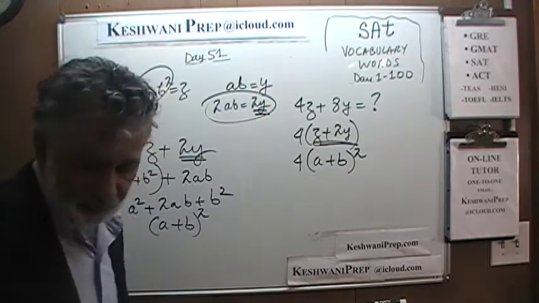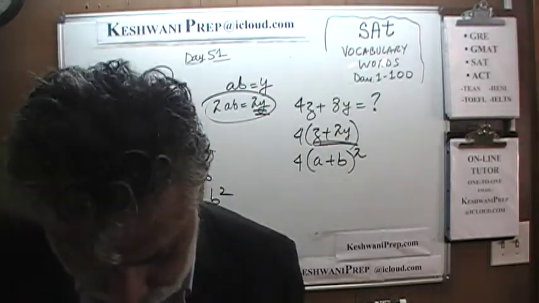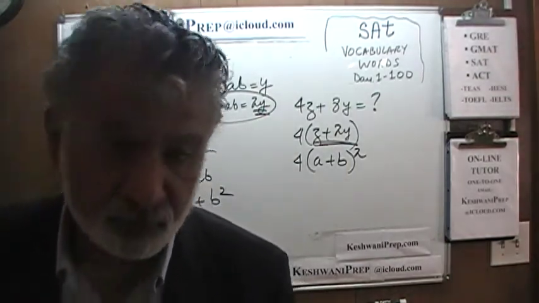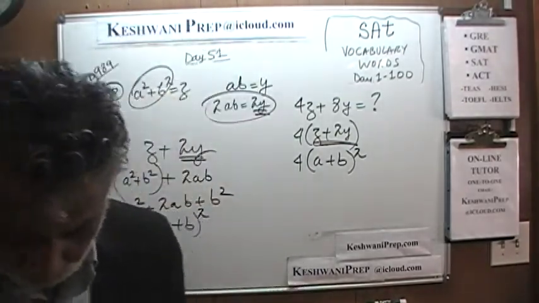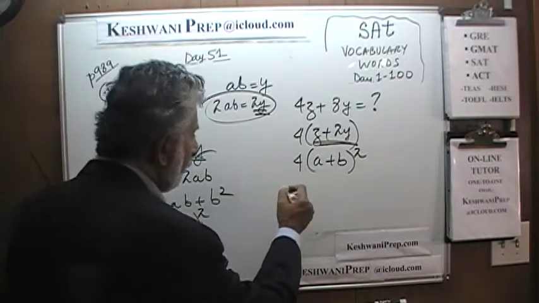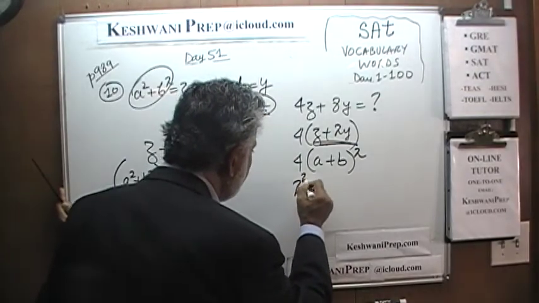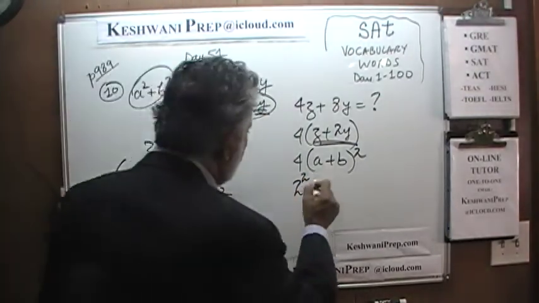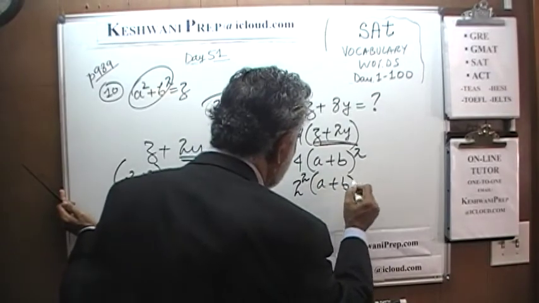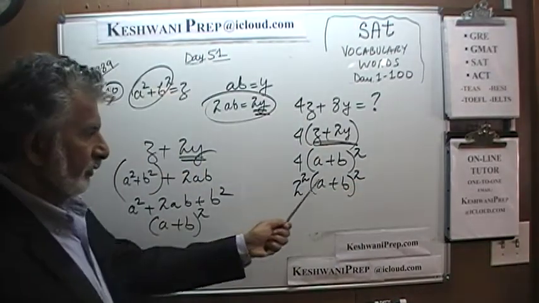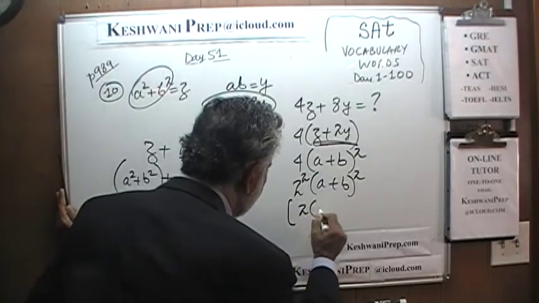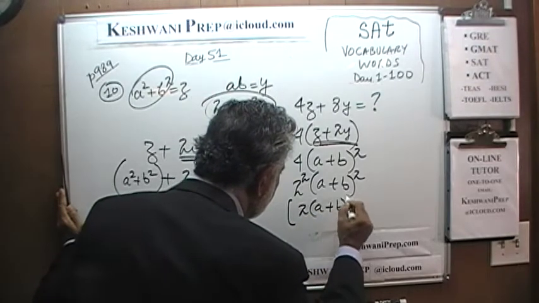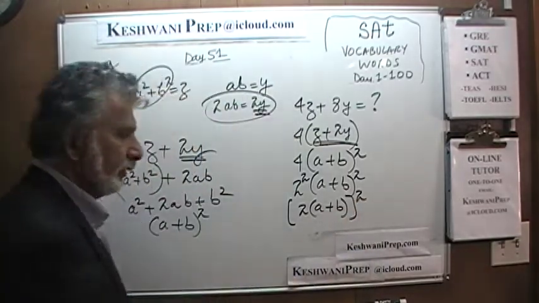Now if you were to stop right there, you will see that none of the answer choices match, which means we need to cook it a little bit more. It's raw yet, it's not fully cooked. This 4 can be written as 2 squared. And we have (a plus b) whole squared. Since they have the same exponents, we can write this as (2 times (a plus b)) whole squared.